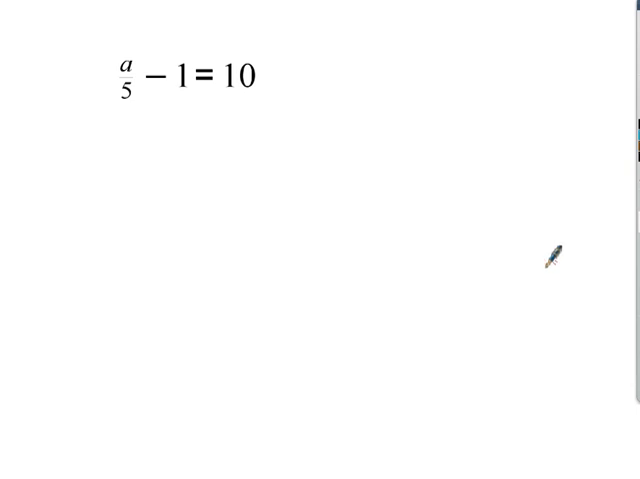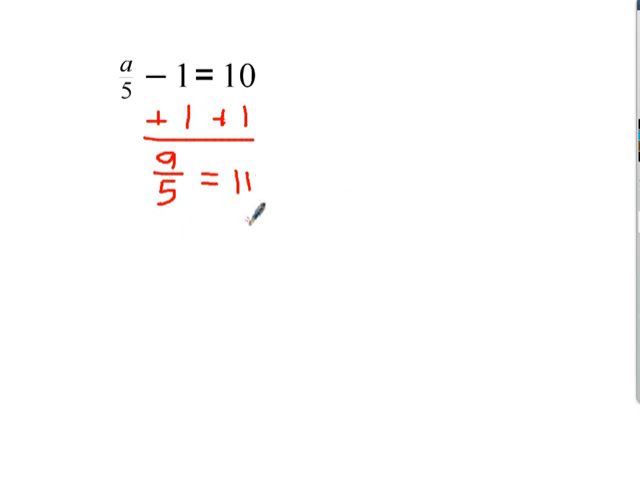Here's another two-step equation. Here I have a divided by 5 and a minus 1. I'm going to get rid of the minus 1 before I get rid of the divide by 5. The opposite of minus 1 is plus 1, so I will do that to both sides. Now the minus 1 and the plus 1 cancel. What's left is a divided by 5, and that's going to equal 10 plus 1, which is 11.